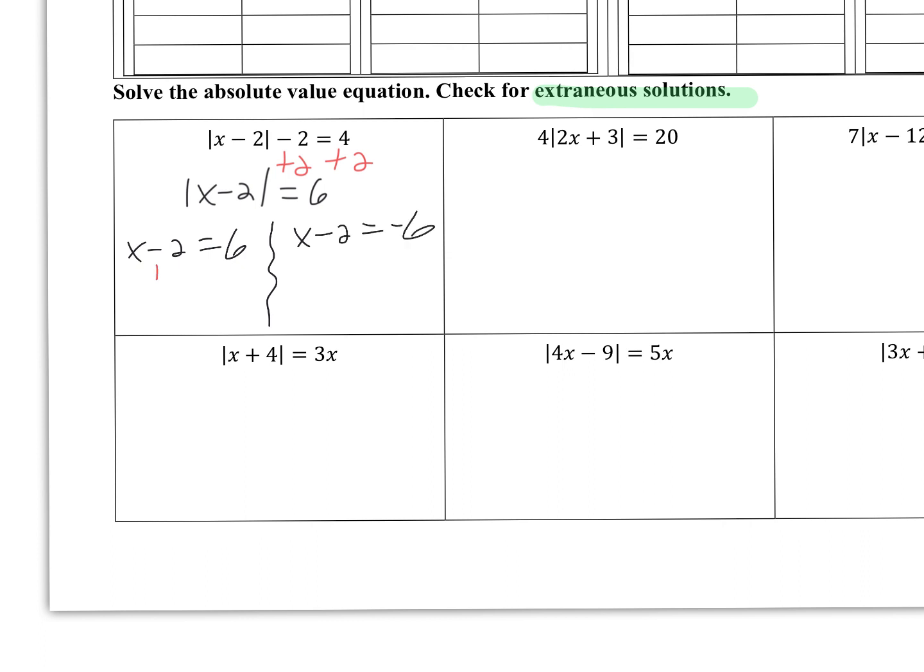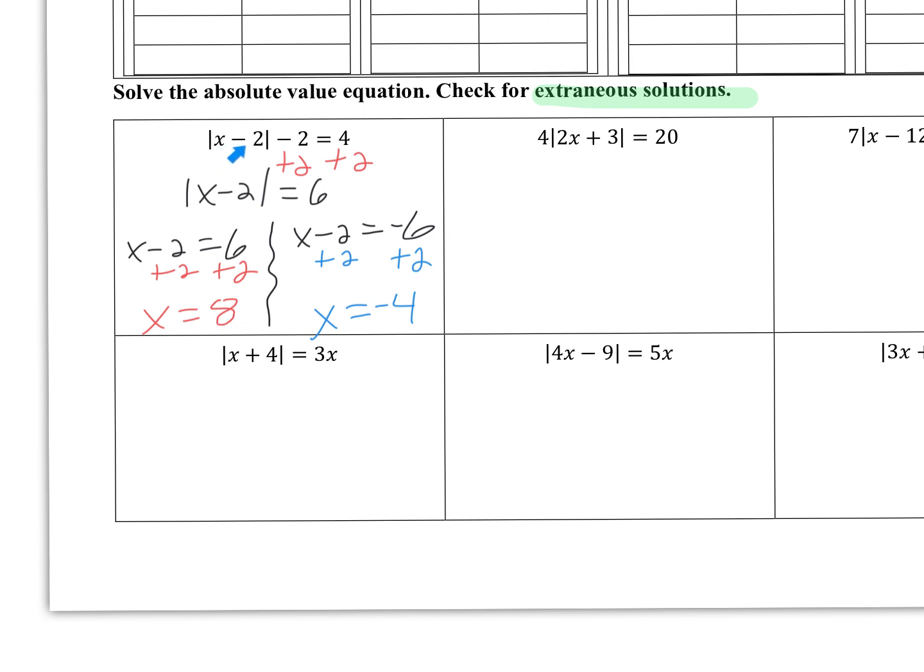To work these equations out, use inverse operations. The left side is going to give us x equals 8. And on the right side, when we add 2 to both sides, we're going to get x equals negative 4. All right, we could go ahead and check our answers. But when you don't have a variable on the right side or on one of the sides of the equation, you're not going to end up with extraneous solutions. But let's go ahead and check.